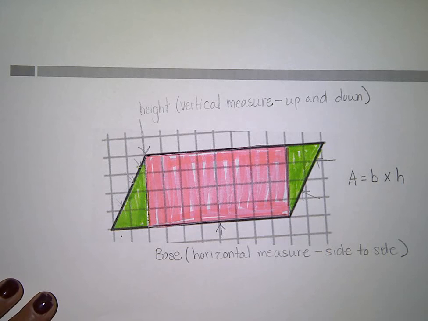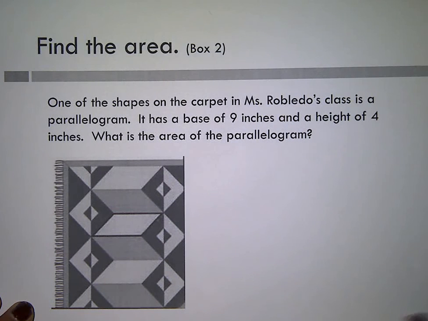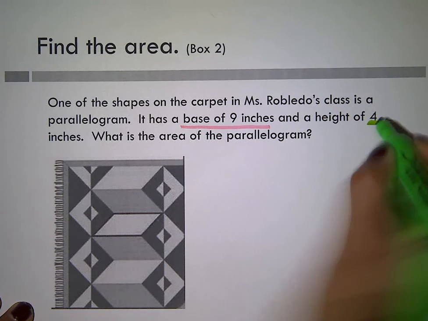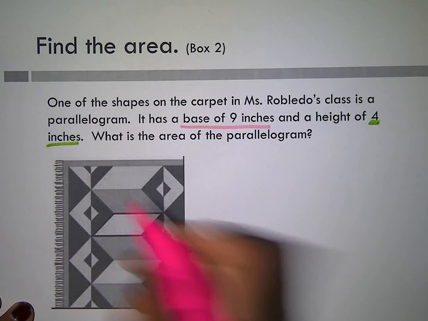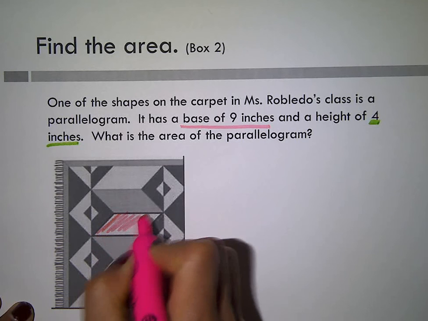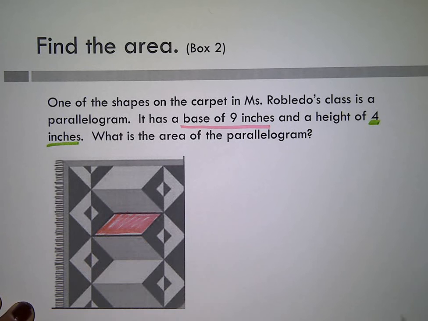So let's put that into practice. One of the shapes on the carpet in Mr. Oblator's class is a parallelogram. It has a base of 9 inches and a height of 4 inches. What is the area of the parallelogram?